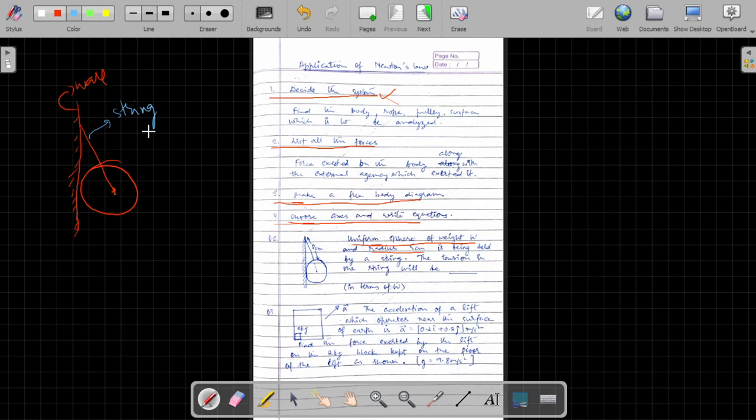The string is a massless, inextensible, thin string. The weight of the sphere is W, and we can directly draw it. That is the weight of the sphere. It is being held by a string like this. The radius of the sphere is 5, and this distance is given to us as 8 centimeter. The tension in the string will be dash.